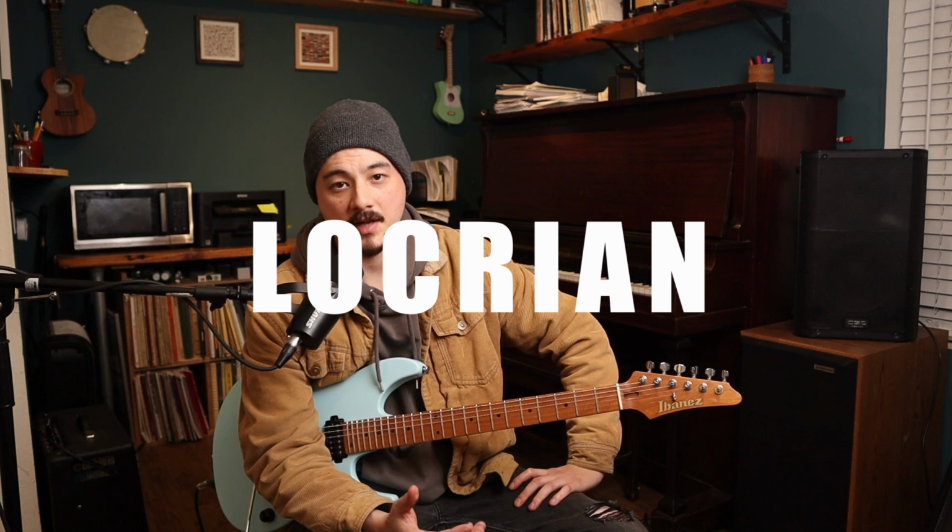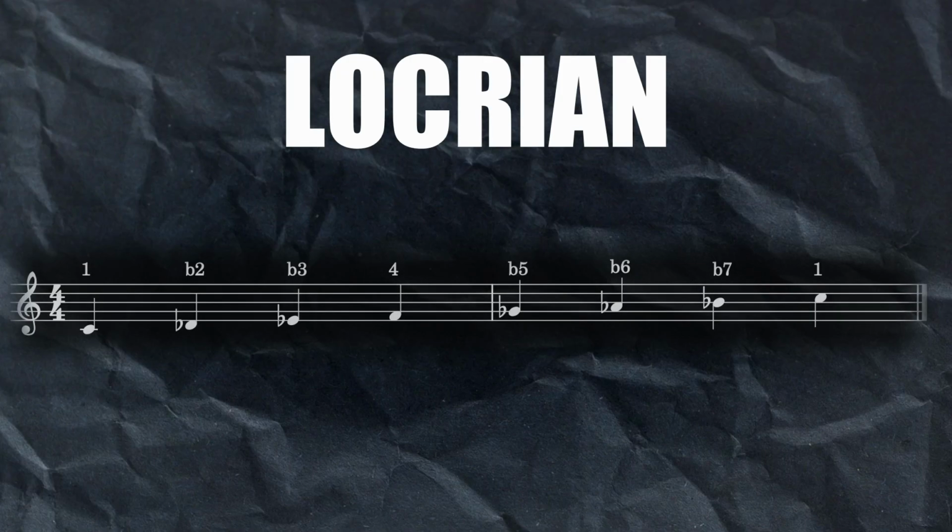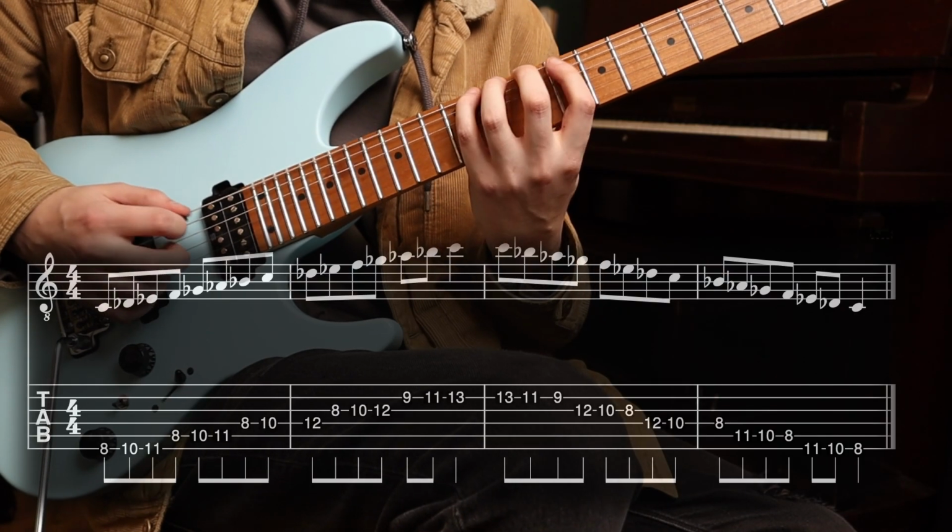And the last mode I want to talk about from the major scale is Locrian. That's the 7th mode of the major scale. Great for playing over half diminished chords. The formula for Locrian is 1, flat 2, flat 3, 4, flat 5, flat 6, flat 7, 1.